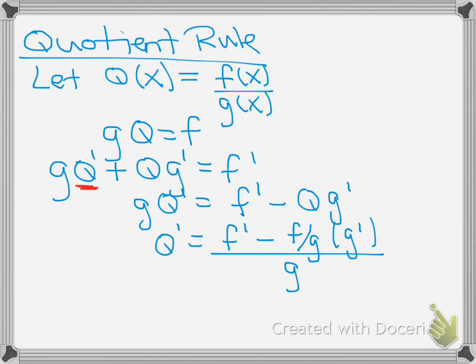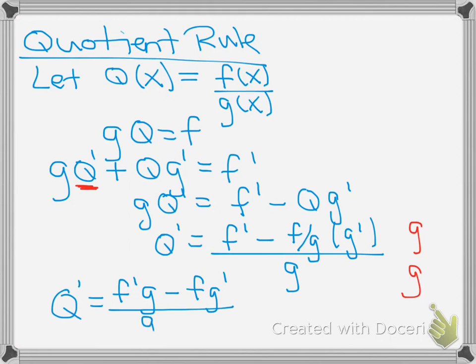Oh no, that's a complex fraction. How do I get rid of a complex fraction? Well, I can multiply both the top and bottom by that common denominator, which is g, and I get my final answer of q prime equaling f prime times g minus f times g prime, all over g squared. Okay, so that's g times g. So what I like to say and what I like to think of is in terms of f of x divided by g of x.